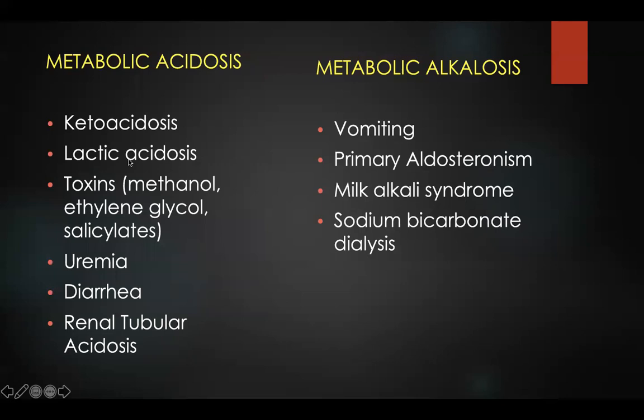So what are the causes of metabolic acidosis and metabolic alkalosis? Metabolic acidosis may be due to ketoacidosis, lactic acidosis, toxins such as methanol, ethylene glycol, salicylates, uremia, diarrhea, renal tubular acidosis. You need to memorize this one. What are the causes of metabolic alkalosis? Vomiting, primary aldosteronism, milk alkali syndrome, and sodium bicarbonate dialysis.